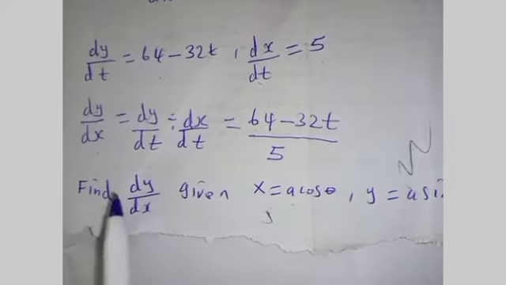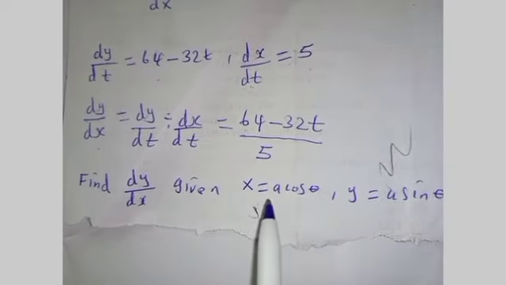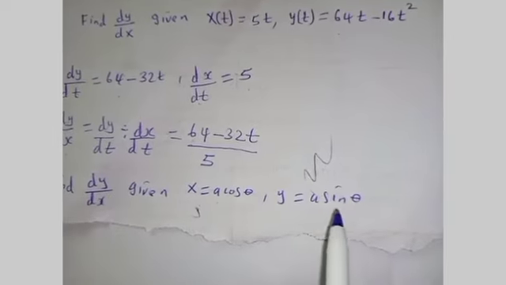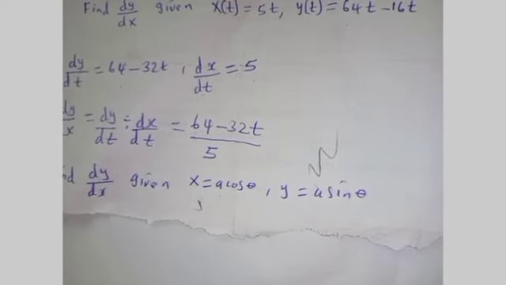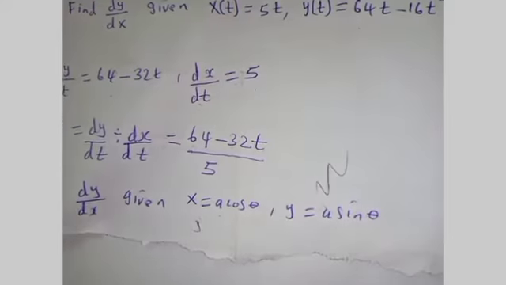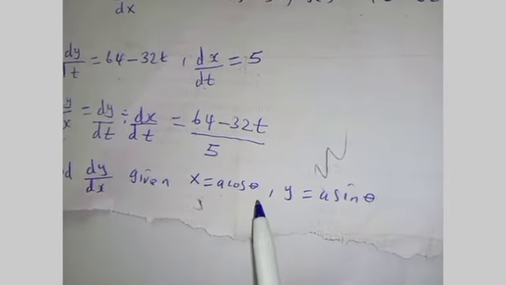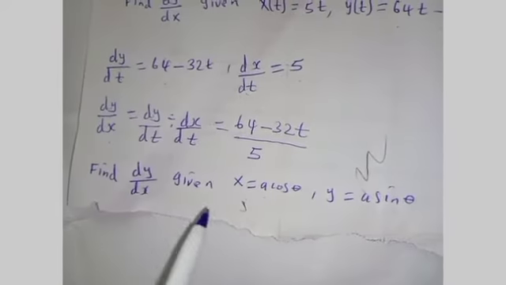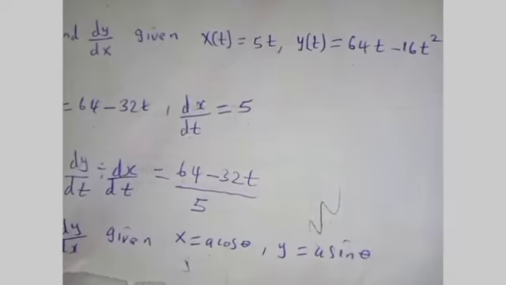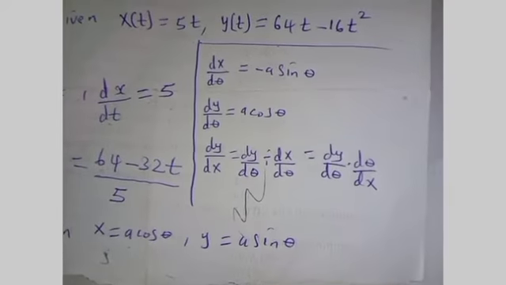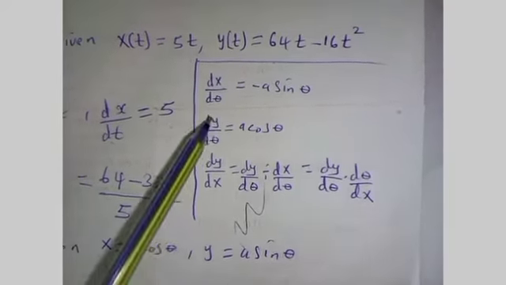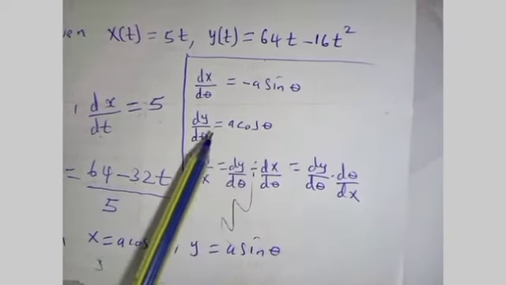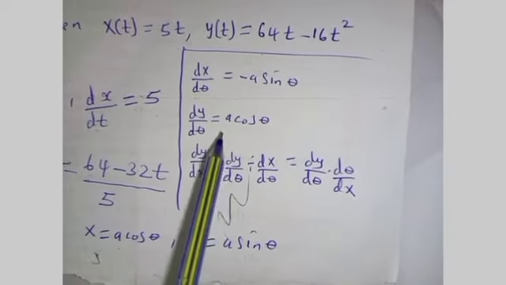Next, find dy over dx given that x is equal to a cos theta and y is equal to a sine theta. You can follow the same procedure, and you are going to get your response. From x is equal to a cos theta, we have dx over d theta will give us negative a sine theta. dy over d theta from here will give us a cos theta.